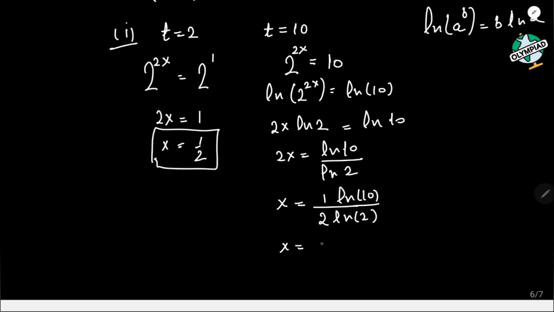So x is equal to what? What is the value of natural log 10? Approximately 2.3, divided by 2 times natural log 2, which is approximately 0.6. When you solve them, you will get approximately 1.6.